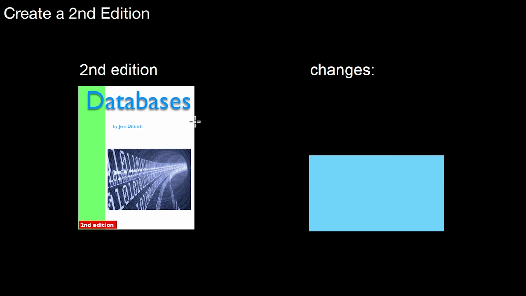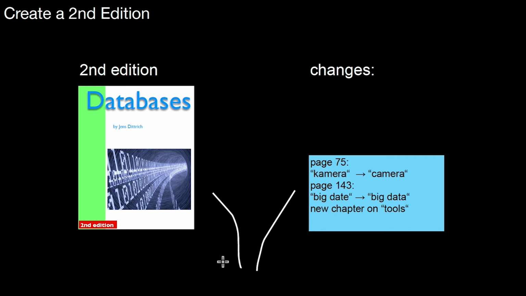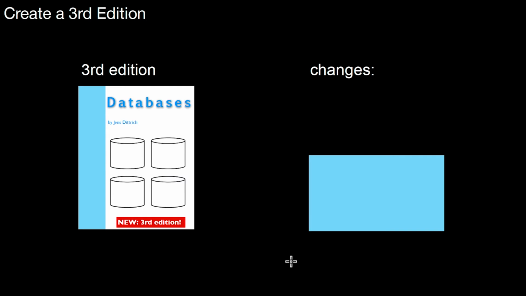So now they have an empty list, but over time more typos occur, like camera was not spelled correctly. Big data should actually be big data and so forth. There's a new chapter on tools that should be integrated. So eventually again they merge the two, the second edition and those changes into a third edition of the book. And again they start collecting changes. So more spelling errors and so forth.